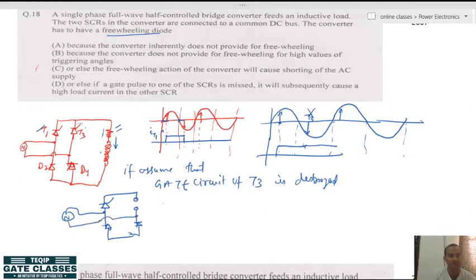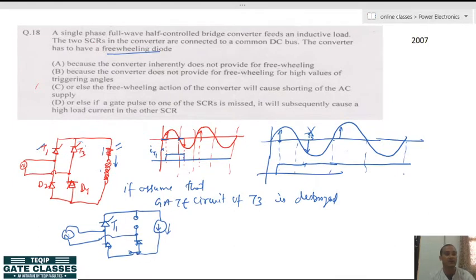Like this, with a constant current load. In that case, if the load current has to be continuous, this T1 will remain always on, it will never be off. T1 will have to conduct continuously. So one of the SCRs will become highly loaded with the load current. That is why we have to provide a freewheeling diode here.